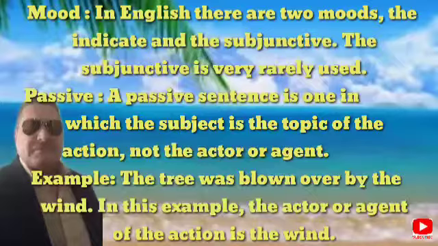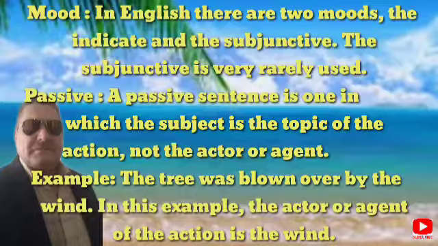Passive. A passive sentence is one in which the subject is the topic of the action, not the actor or agent. Example: the tree was blown over by the wind. In this example, the actor or agent of the action is the wind.